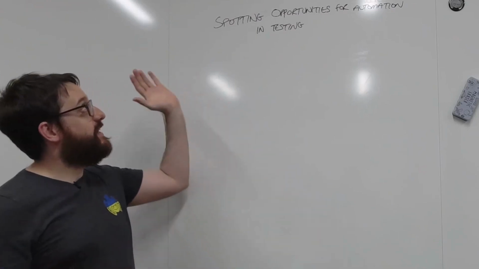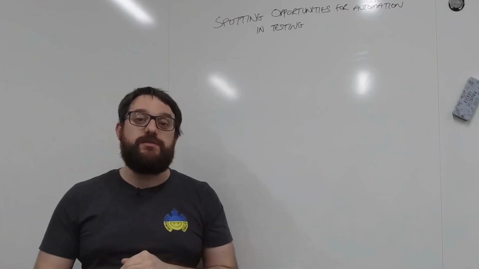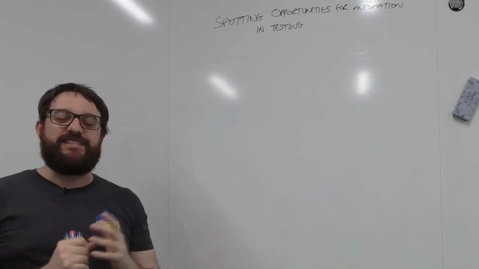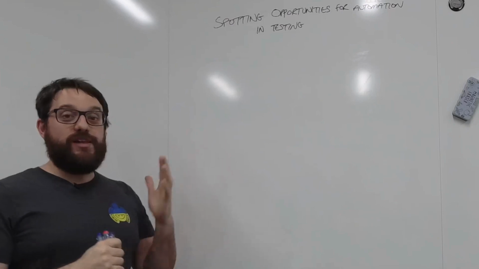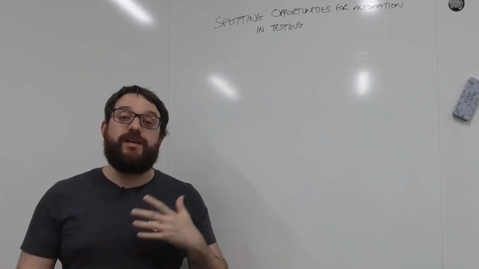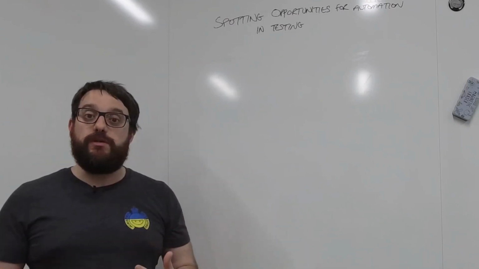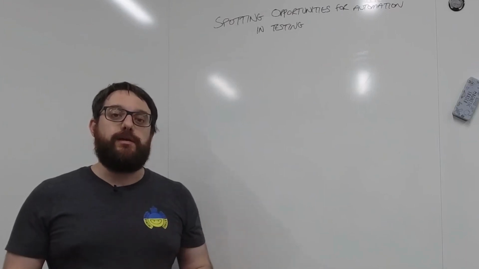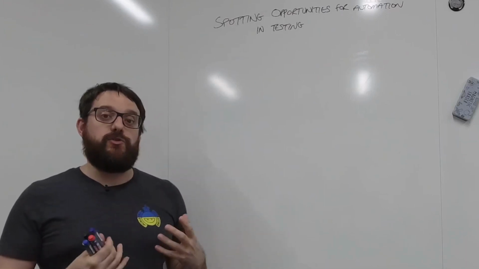My talk is titled Spotting Opportunities for Automation in Testing. Nice and succinct. But what it really is about is how can we go about spotting and identifying these areas or opportunities where we can automate to make testing easier or to make it more efficient.